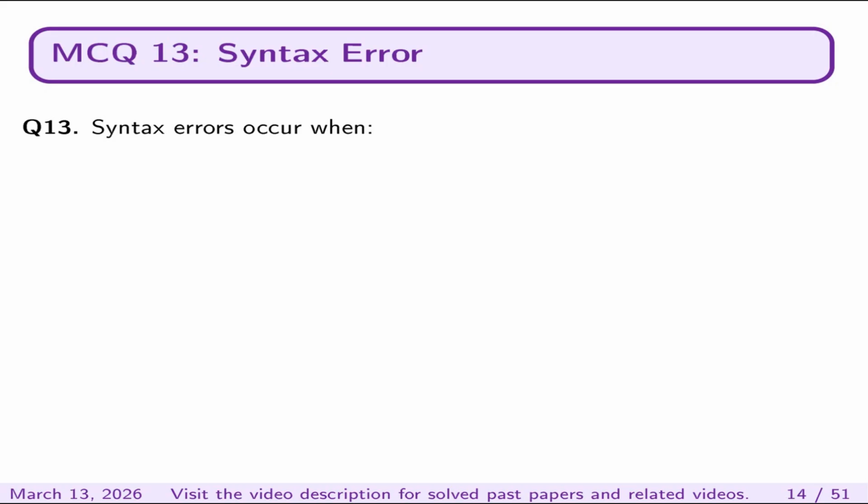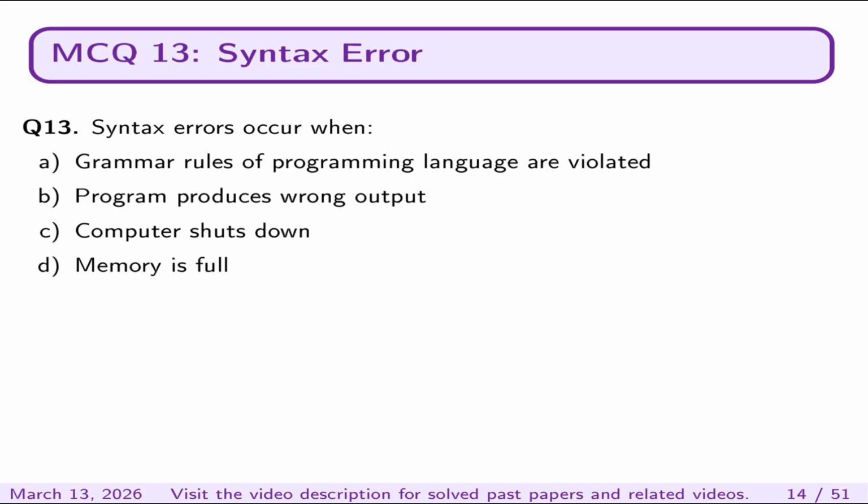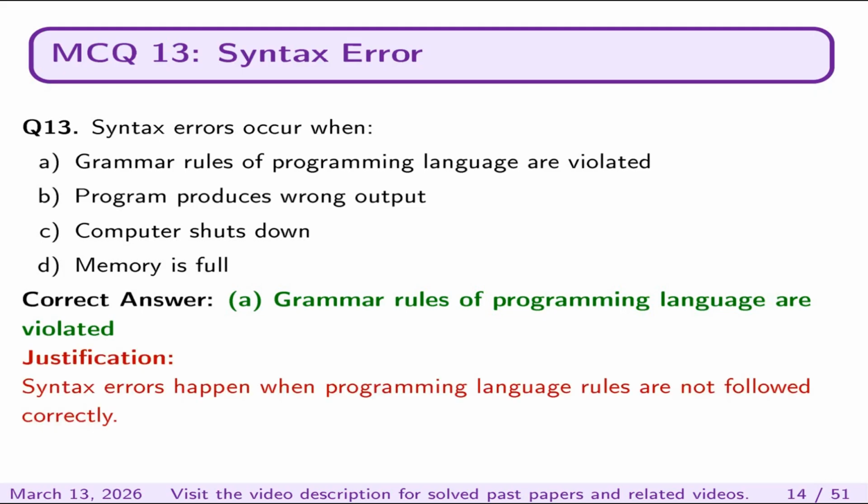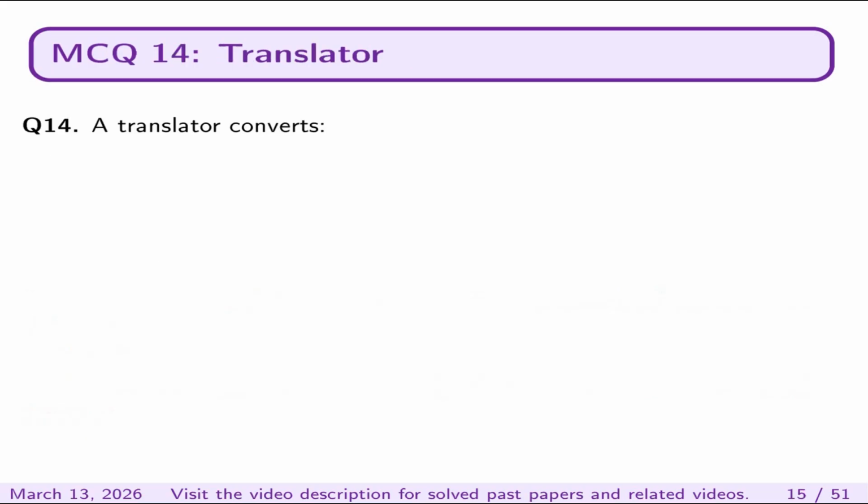Question number 13. A syntax error occurs when grammar rules of a programming language are violated, the program produces wrong output, the computer shuts down, memory is full. The correct option is grammar rules of the programming language are violated, because a syntax error happens when programming language rules are not followed correctly.